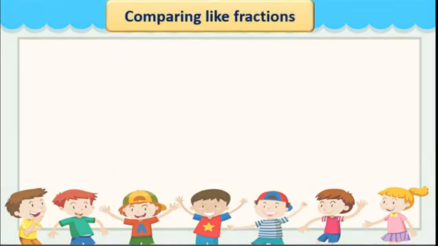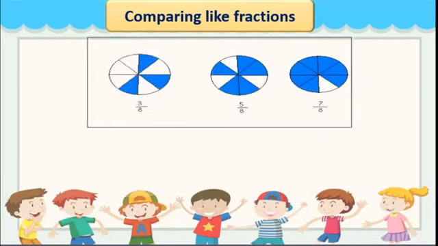Now comparing like fractions. Okay, see here. Like fractions again: 3 upon 8, 5 upon 8, 7 upon 8. You know now, correct? Which is bigger and which is smaller. You have to observe the colored parts. See here, 3 upon 8 and 7 upon 8. Which is the larger portion? Yes, very good. 3 upon 8 is less than 7 upon 8. You can see the figures.